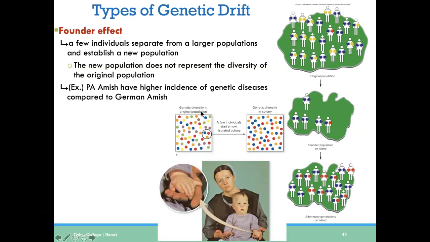So again, this is an example of all these colors in the initial population in Germany, but only a few Amish individuals cross the Atlantic and establish a population in Pennsylvania. So these have different colors now than the original population. And again, there's a high proportion of individuals with genetic diseases. Polydactyly is one, having an extra finger.